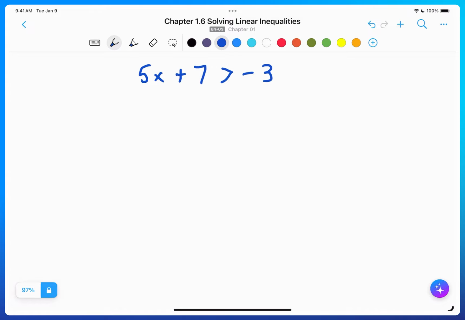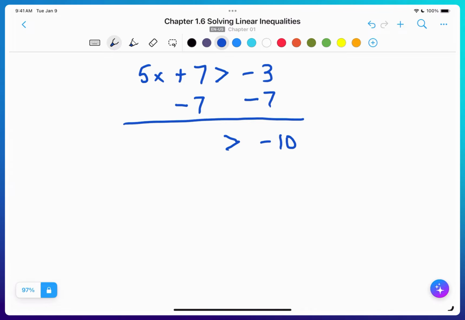Now, the first thing you're going to do is take this number here, and just like this is an equation, but instead of an equal sign, we have an inequality sign. So the first thing I'm going to do is subtract 7 on both sides. And then when I draw a line here, this becomes -10, and this is still a greater than symbol. This right here is gone because +7 -7 is 0, of course. So we're left with 5x.